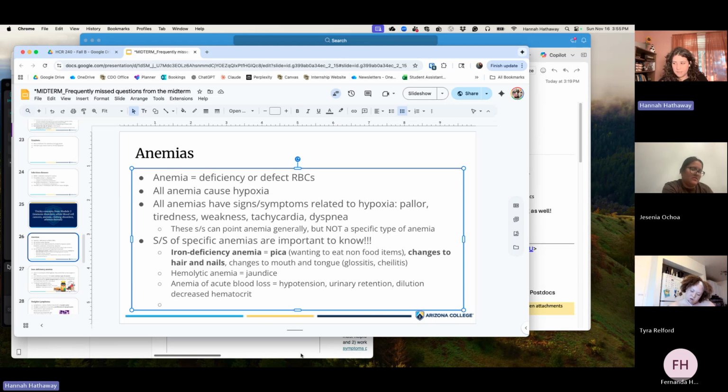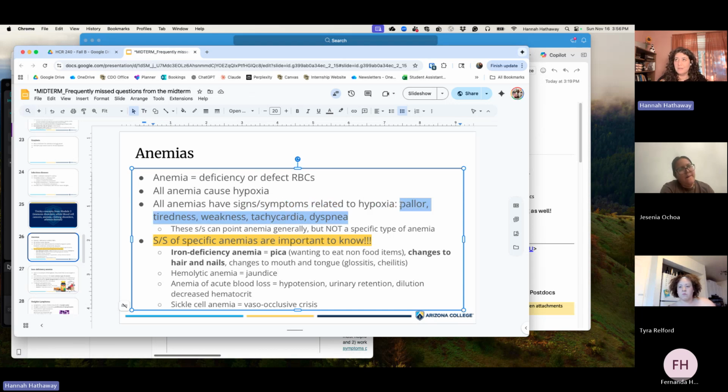What else is there? Sickle cell anemia. The classic one there is vaso-occlusive crisis, where the little sickle cells make almost like a clot. It's not technically a clot, but same idea. And that causes ischemia and pain. So those are the specific ones that you should know because once again, those point to specific types of anemias. You should also know the general ones, but these are going to be more indicative of the specific type of anemia.